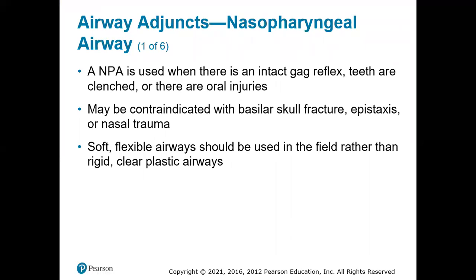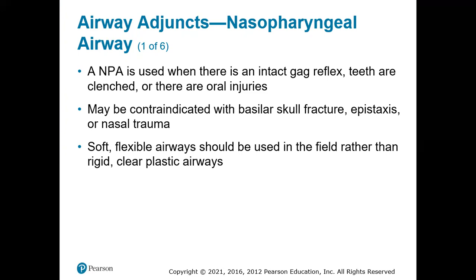An NPA is used if the patient has a gag reflex, is seizing, or has clenched teeth, or we've got facial injuries where we can't use anything orally. We're going to try the nasopharyngeal or nasal airway. If your patient has a possible skull fracture, a severe nosebleed, that's what epistaxis is, or any nasal trauma, you might not be able to use this airway.